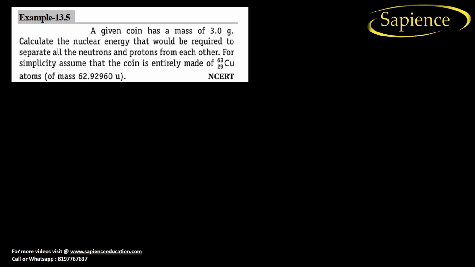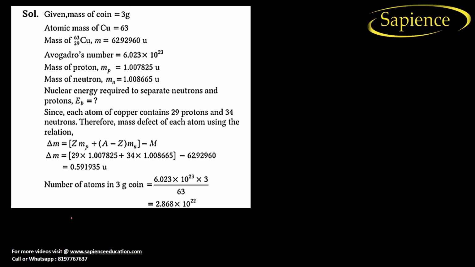Now let's do some questions. A given coin has a mass of 3 gram. Calculate the nuclear energy that would be required to separate all the neutrons and protons. That is, they are asking for the binding energy. For simplicity, assume that the coin is entirely made up of copper, and the copper has the given atomic mass. So how to proceed with this one? We need the binding energy, so for this we need to use the formula.